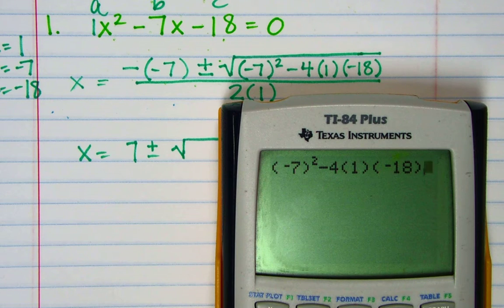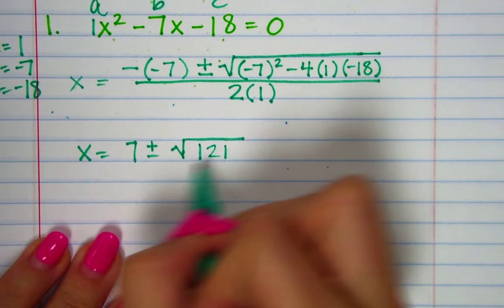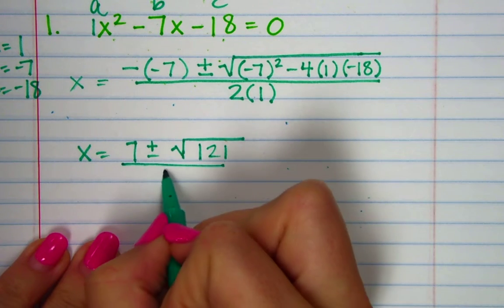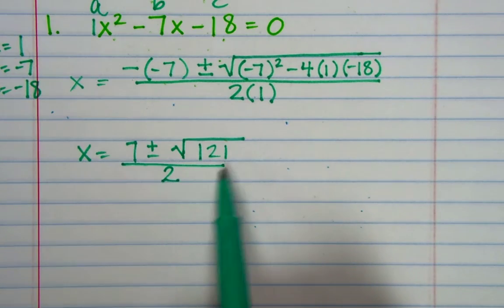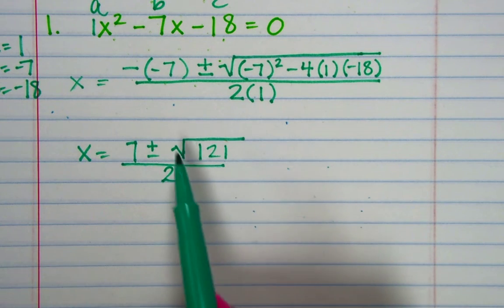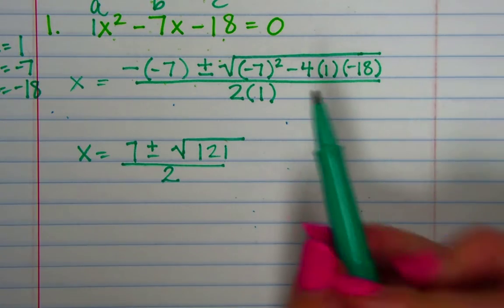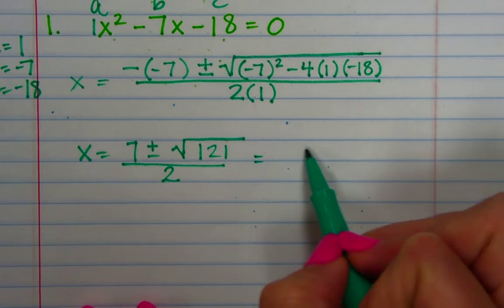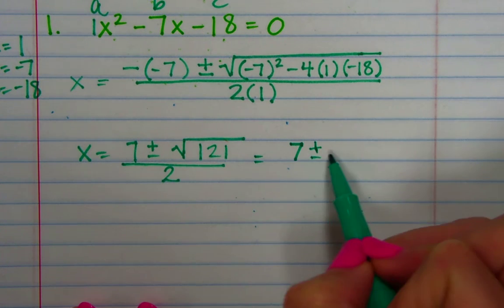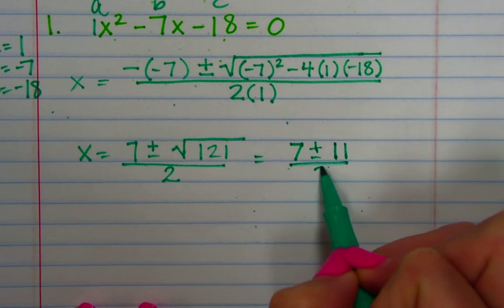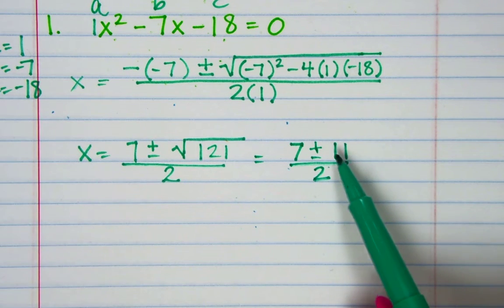Right? So we need the square root of 121 divided by 2 times 1, which is 2. Every time we need to check and see if this is a square number. You can do the square root of 121 in your calculator. 11. All right, this one does happen to be a square number. So 7 plus or minus 11 divided by 2. And this plus or minus means there's 2 solutions.